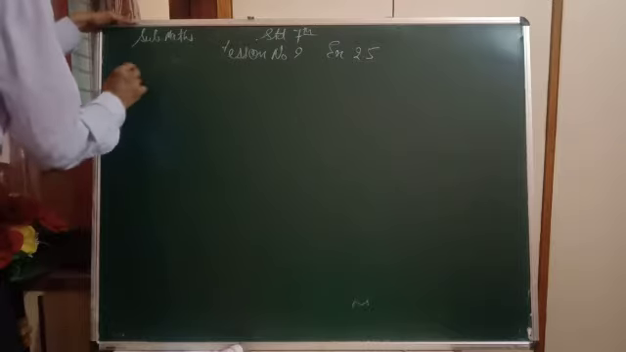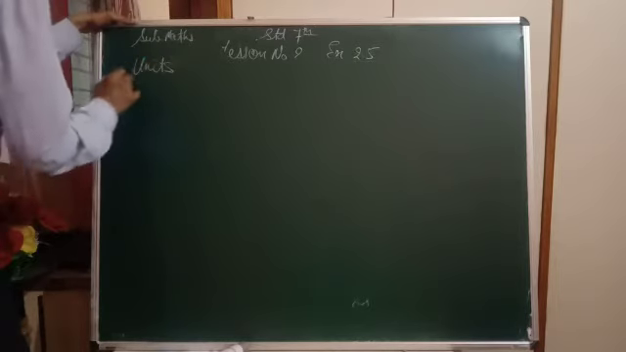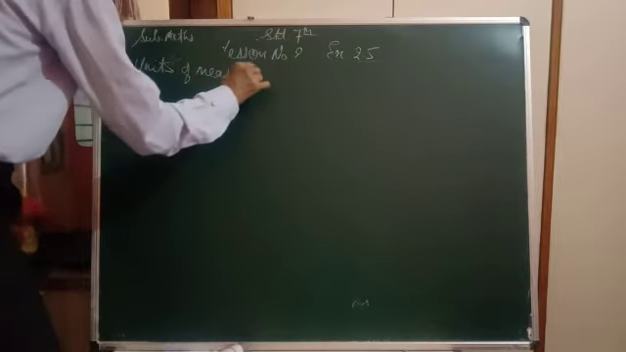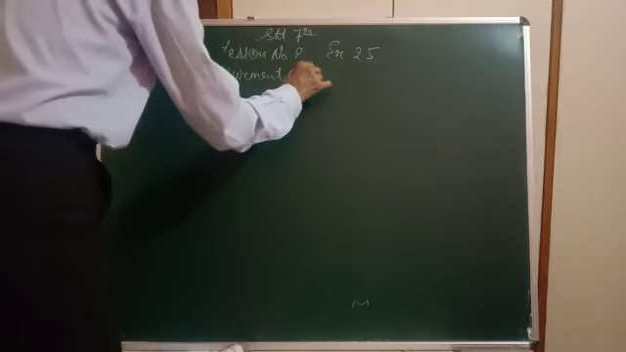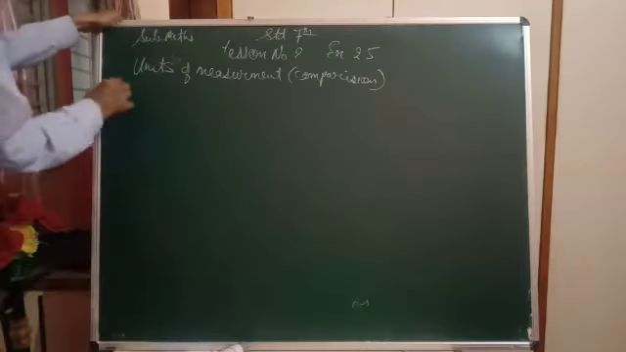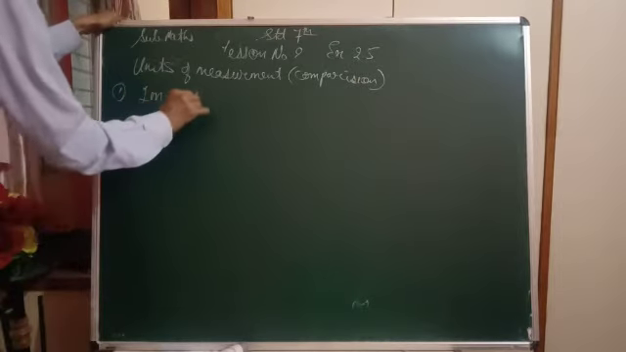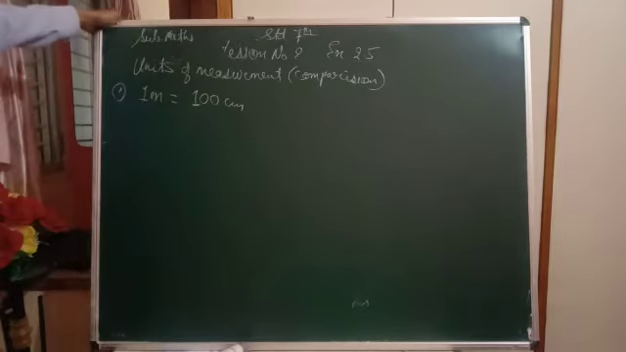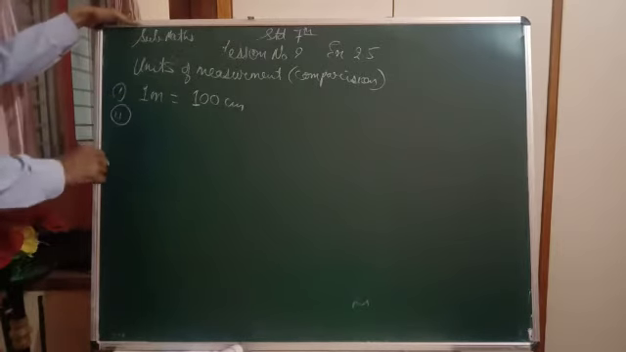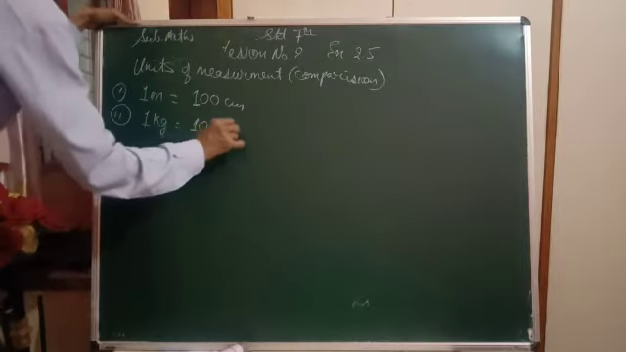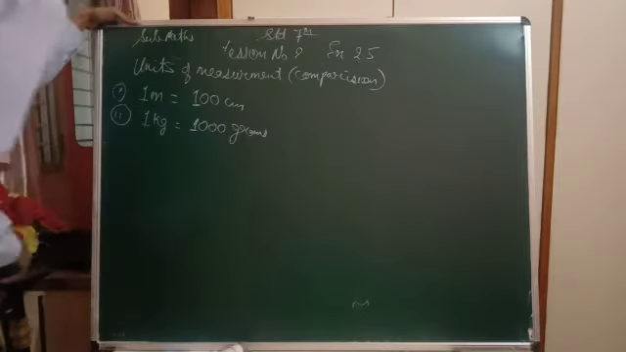Okay, units of measurement. Whatever it is, first of all, 1 meter is equal to 100 centimeters. If you know these units, then only you will be able to do the remaining sums. If you don't know these units, you will not be able to understand the remaining sums. Second, 1 kilogram is equal to 1000 grams. Is that clear?